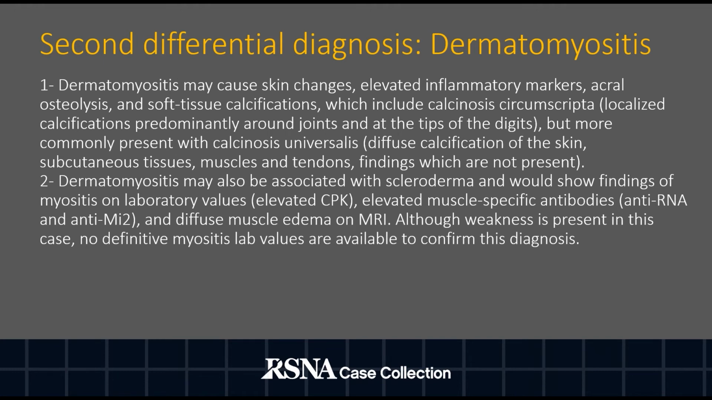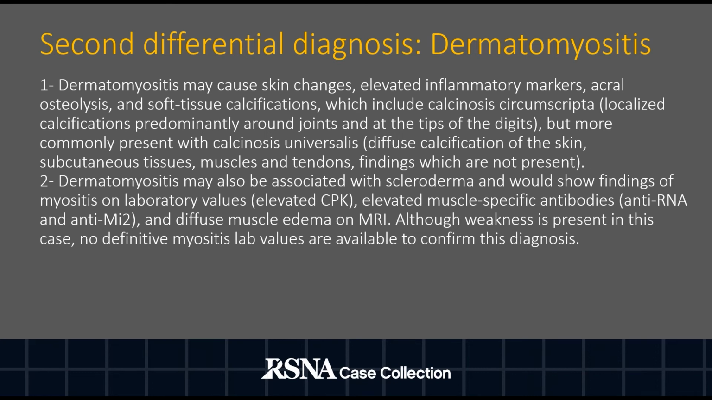A second differential diagnosis to consider in this patient is dermatomyositis. Dermatomyositis may cause skin changes, elevated inflammatory markers, acral osteolysis, and soft tissue calcifications, which includes calcinosis circumscripta, but more commonly presents with calcinosis universalis, which is diffuse calcification of the skin, subcutaneous tissues, muscles, and tendons. These findings are not present in this case.